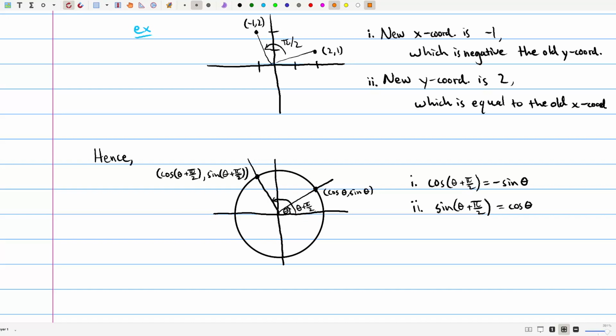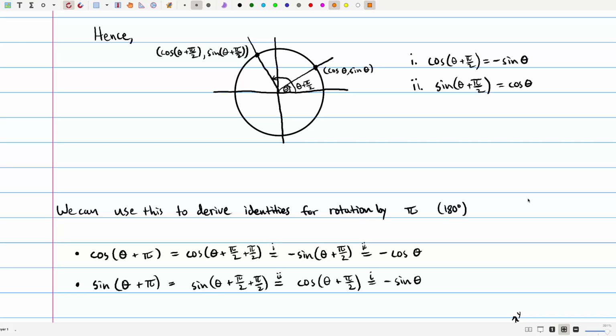for this 90-degree rotation. So for just the angle theta, we have the original point, which is cosine theta, sine theta, and we also have the new point, which is cosine of theta plus pi over 2, sine of theta plus pi over 2. And applying rules I and II, we have, first of all, that the x-coordinate of the new point is negative of the y-coordinate of the original point, so we get negative sine theta, and also that sine of theta plus pi over 2, the new y-coordinate, is equal to the old x-coordinate, cosine of theta. So that's where that identity comes from.